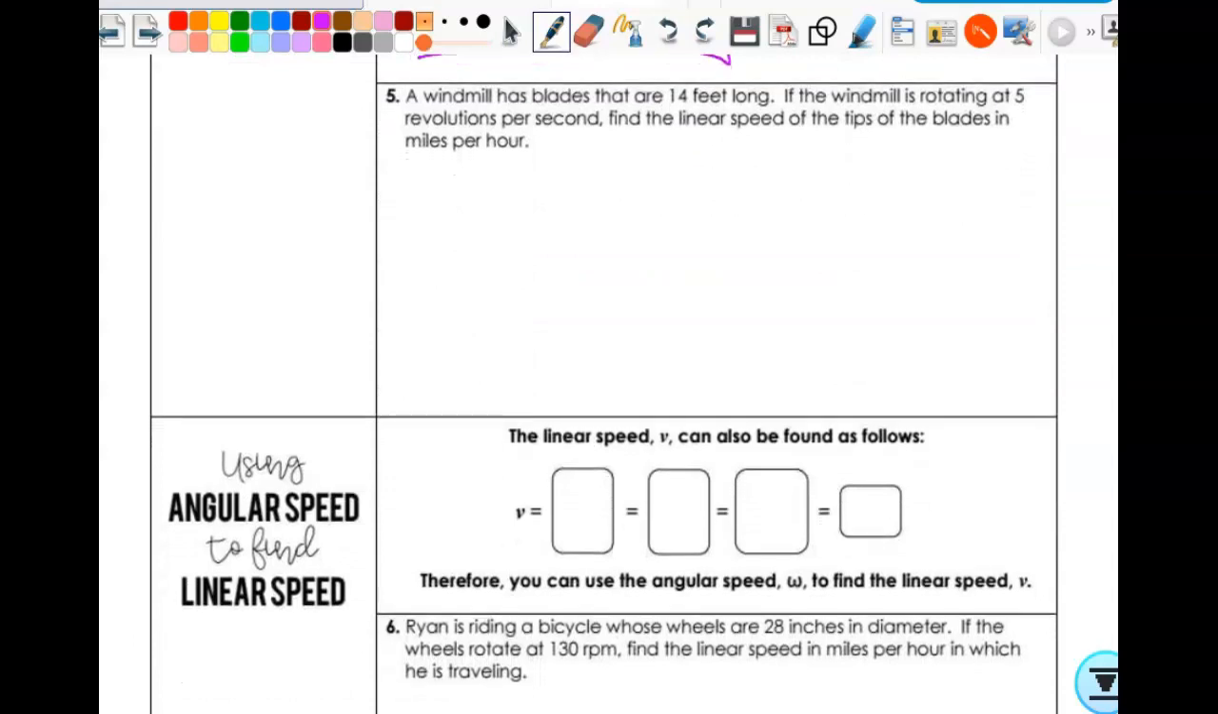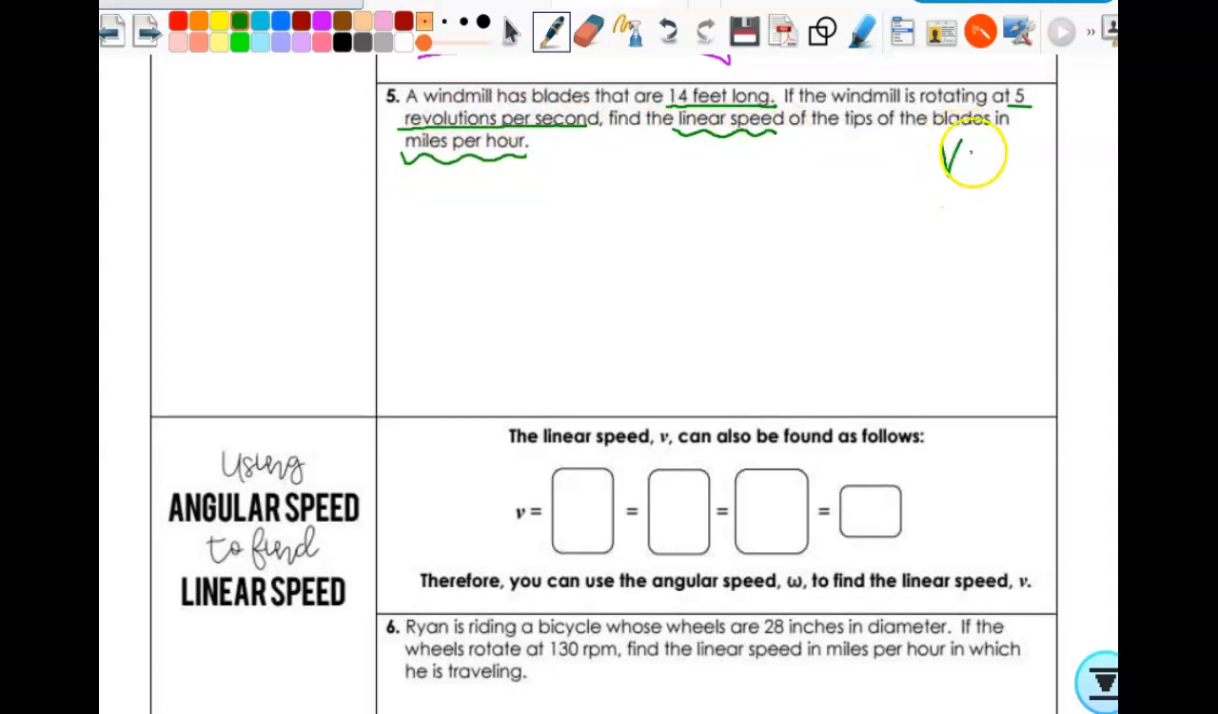A windmill has blades that are 14 feet long. So is that the radius or the diameter? Diameter. So the blades on a windmill come out from the center. Like they're not one big thing. Does that make sense? So the blades are actually the radius. If the windmill is rotating at 5 revolutions per second, find the linear speed in miles per hour.